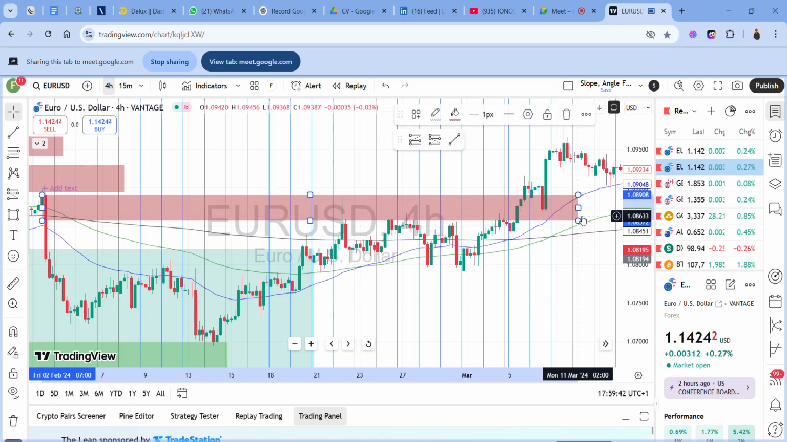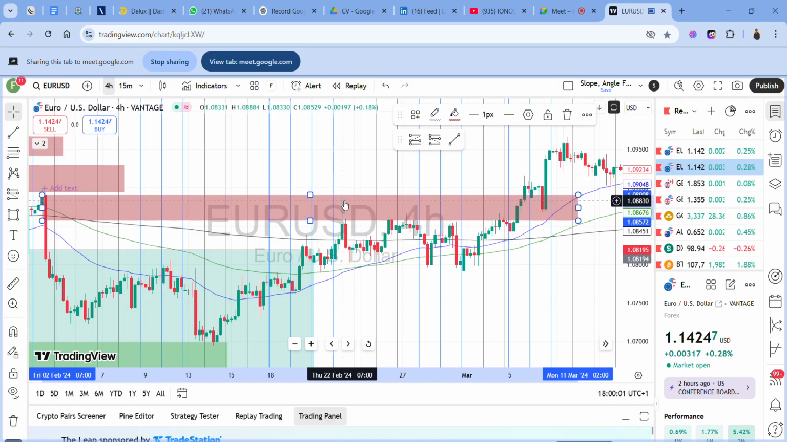Remember, a resistance level, once it's broken, begins to act as a demand level. Likewise, a demand level, once it's broken, most likely acts as a supply level. Another way to say it is this: a support level, when it is broken, becomes a resistance level, and a resistance level, once it is broken, becomes a support level.